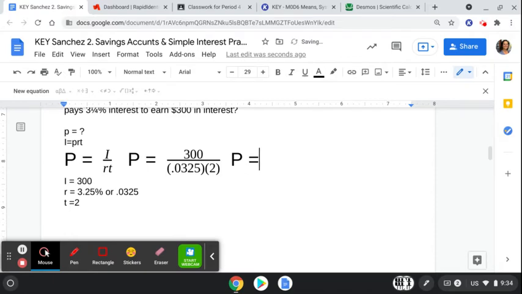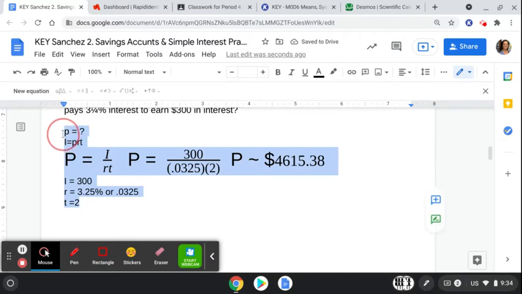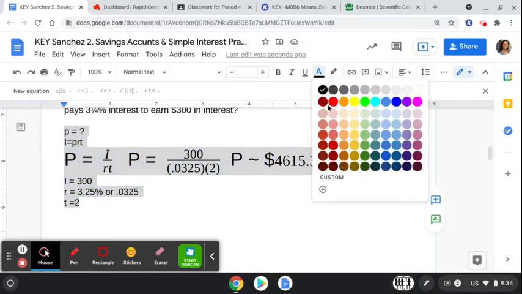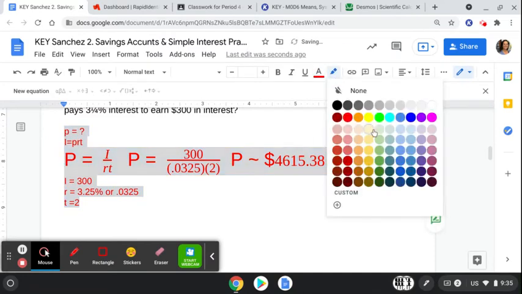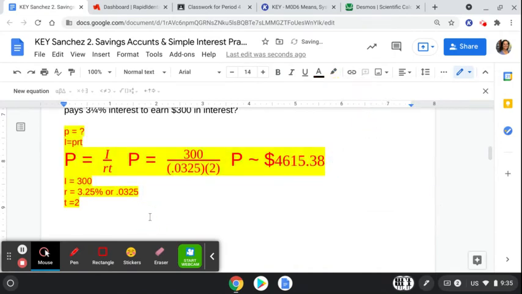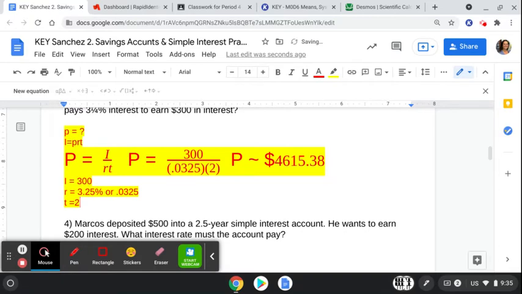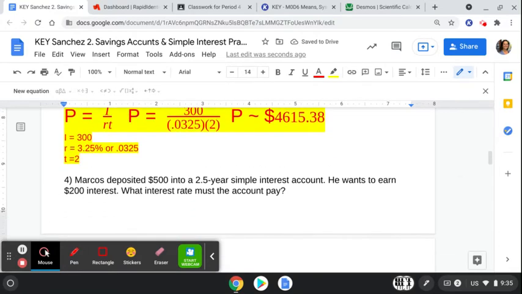So the principal, I'm going to use the approximation symbol and a dollar sign, is 4,615 and 38 cents. And that's with rounding. And there we go. I'm going to make this red. I'm going to make this highlighted so you can see that full key. Okay, how'd you do on that one? That one was kind of tricky in a couple places.